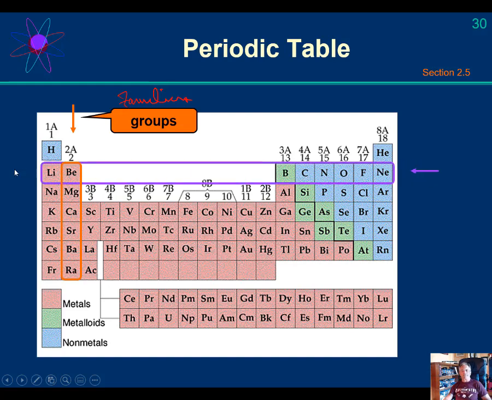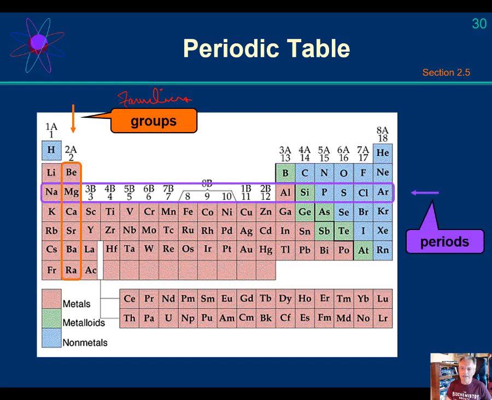And then we have periods. And as we go across the periodic table looking at periods, this is lithium, beryllium, boron, carbon, nitrogen. The atomic number, that is the number of protons in the nucleus, goes up by 1 as you go across a period. So these are called periods.